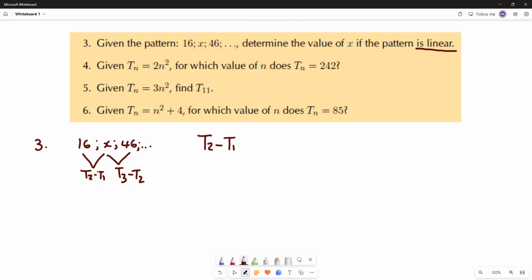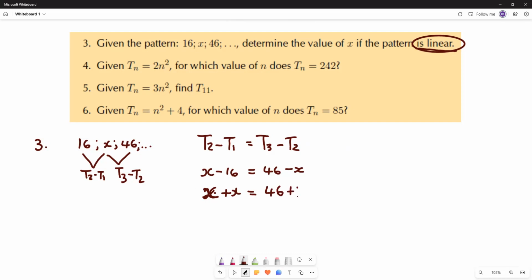So T2 minus T1 will be exactly the same as T3 minus T2, because the first difference is constant, because they told me it's a linear pattern. So I can now substitute. My second term is X, my first term is 16: X minus 16 equals 46 minus X. Then I'm going to move the X that side, which becomes 2X. Okay, let's not skip steps. Actually, it's going to be X plus X because it was negative, it becomes positive. Then it will be 46 plus 16.